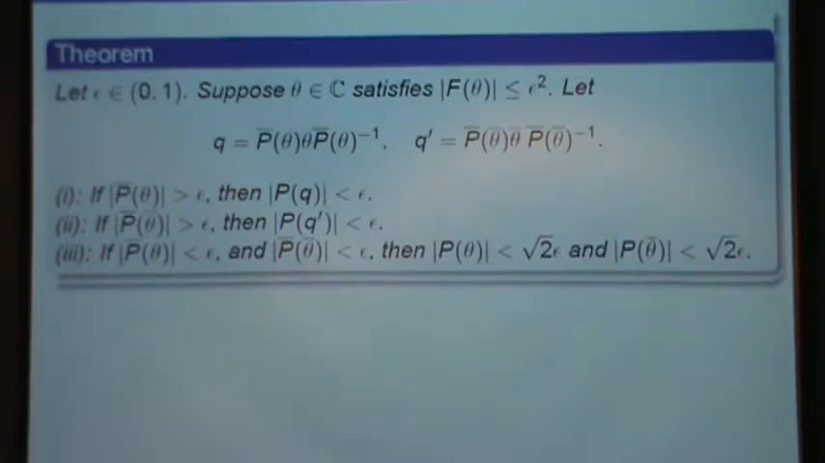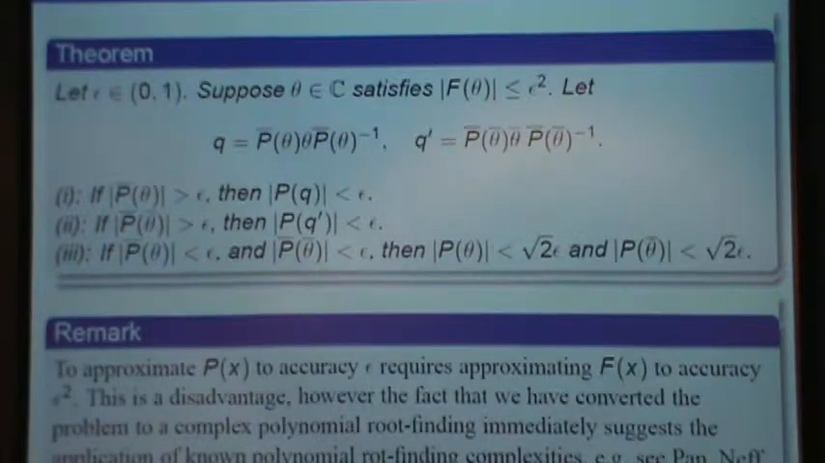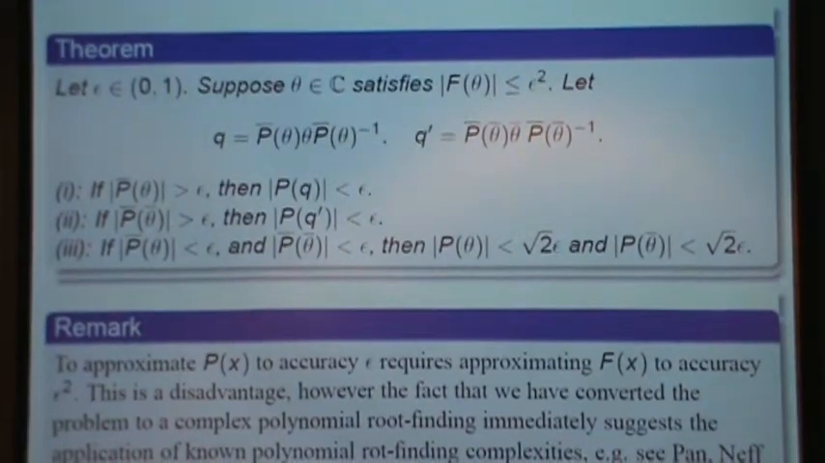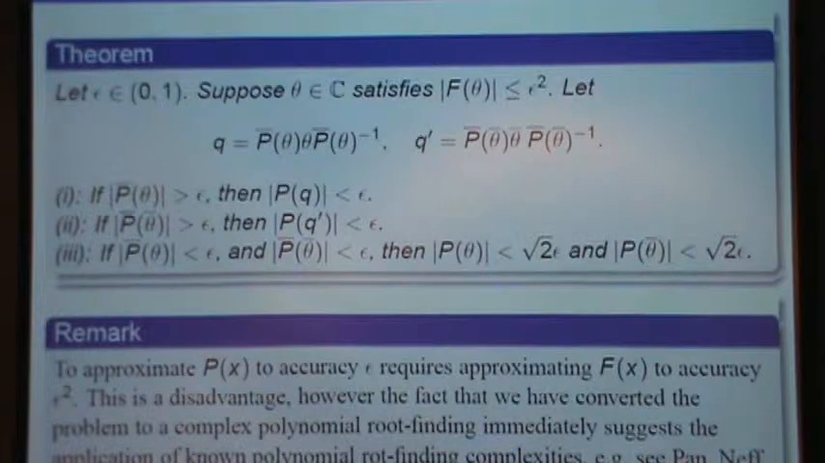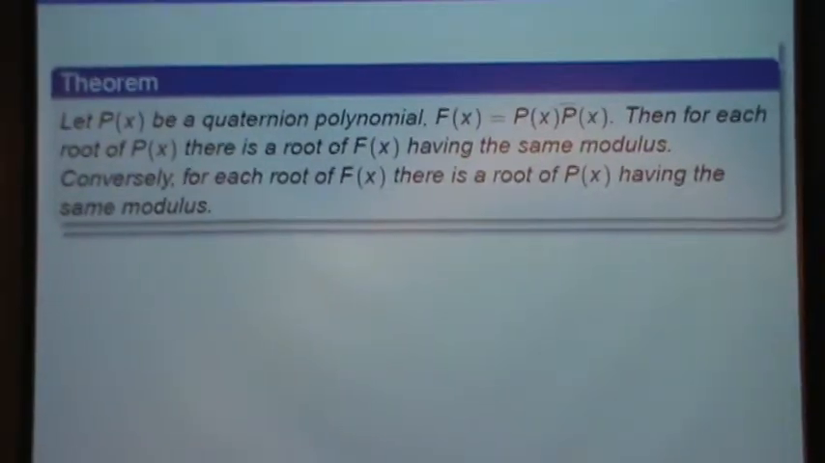So this means that if I want to approximate the roots to within accuracy epsilon, it requires approximating f of x to accuracy epsilon. You may say this is a drawback because you have to obtain more accuracy in f. And this is true. But at least one thing that we know is that we can apply complexity results, such as those of Tan and Reich, to complex polynomial root finding and apply it to Quaternion polynomial root finding. Bounds on zeros of Quaternion polynomials.